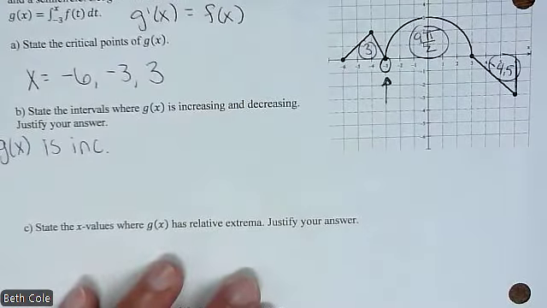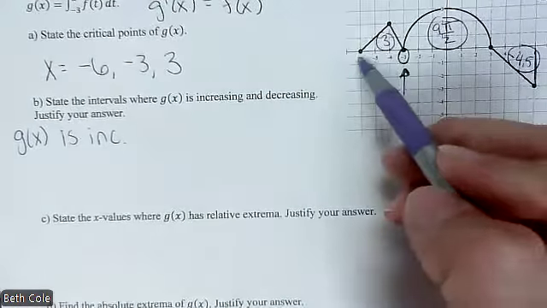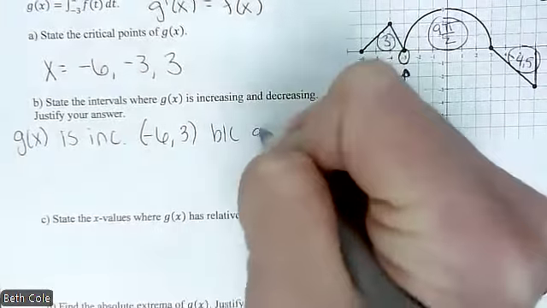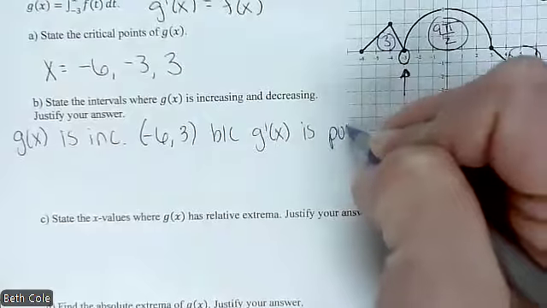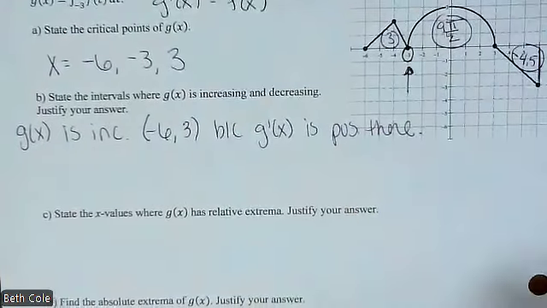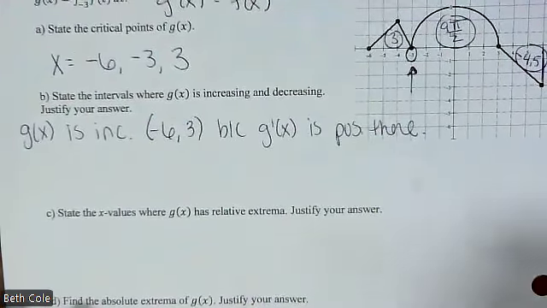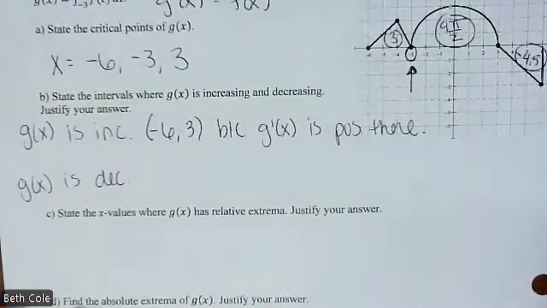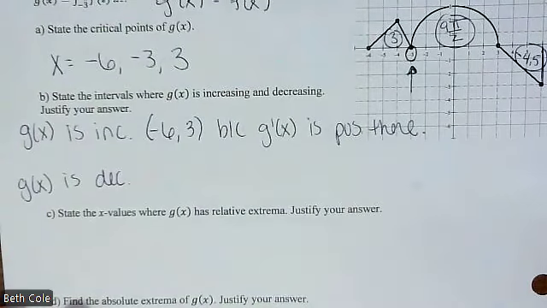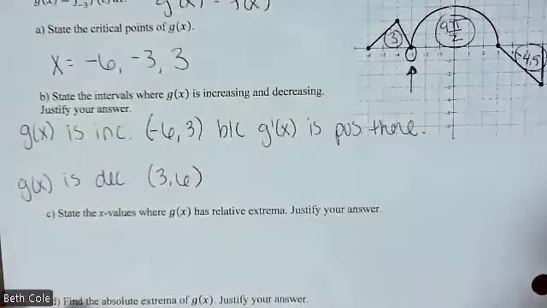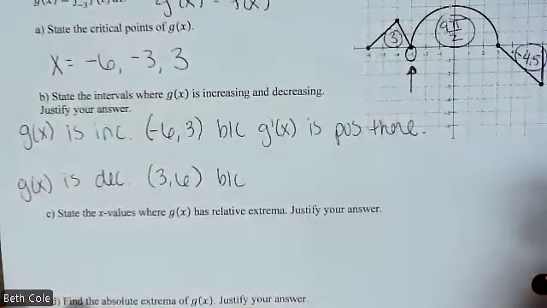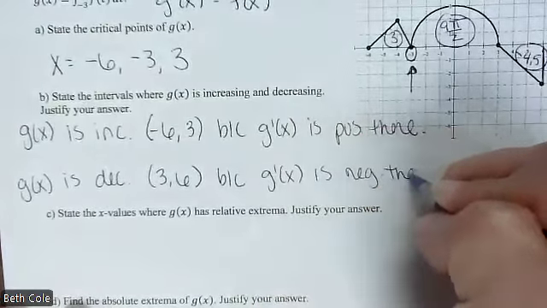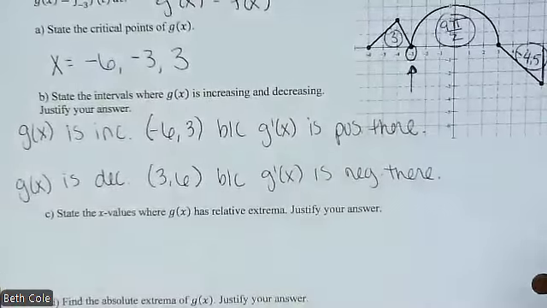So G of X, not the graph you're looking at, is increasing from -6 to 3 because G prime is positive there. And then see if you can write the sibling statement. G of X is what? It's decreasing everywhere else for the opposite reason. So 3 to 6 because why? G prime is negative there. And remember, they will not take it. You have to say G prime is your source.